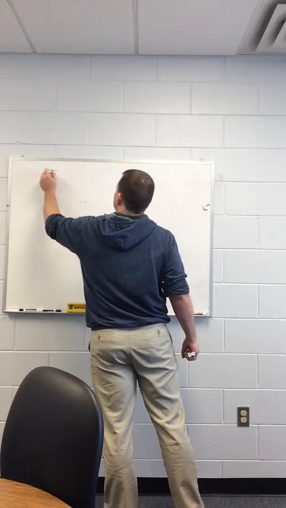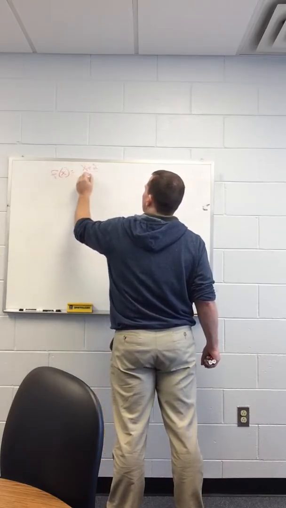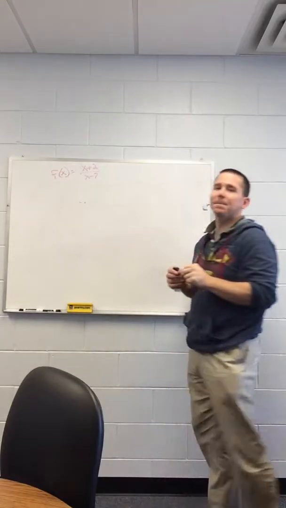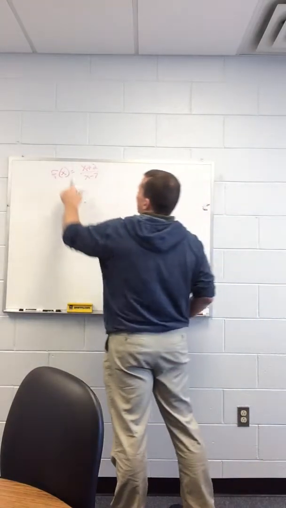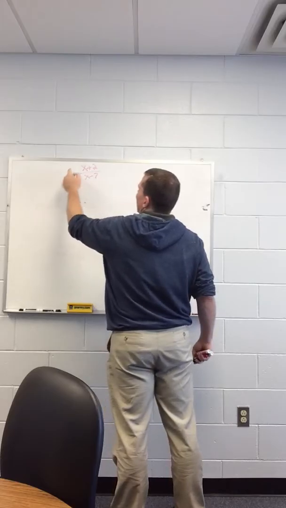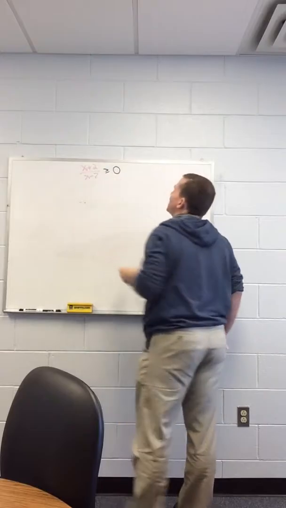So suppose we have this. We'll do a nice simple one first. f(x) equals (x plus 2) over (x minus 7). I want to take this, and actually, I suppose we did that in class. So now we want to know where this is greater than or equal to 0.